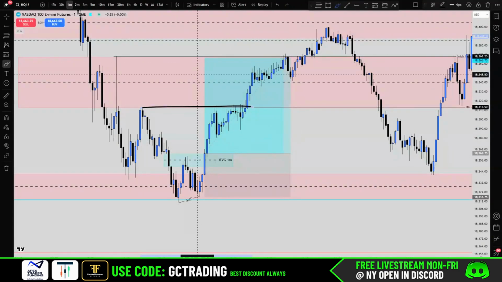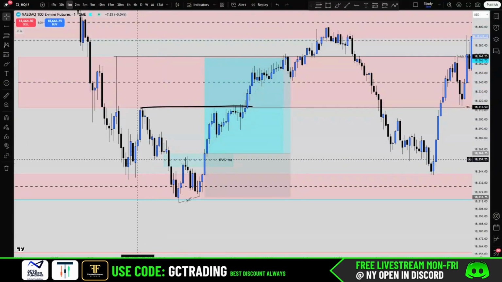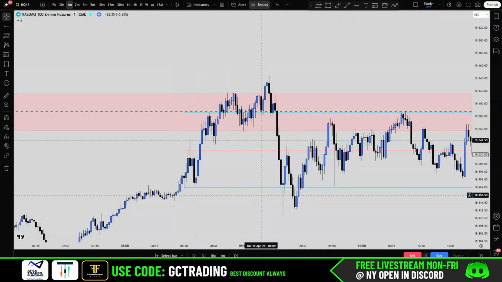I really wanted this wick over here, this high, which we did hit eventually later on, so probably should have held, but it is what it is. But as you can see, that is an inverted fair value gap right there, and I am combining it with other confluence as well. And here's another example.